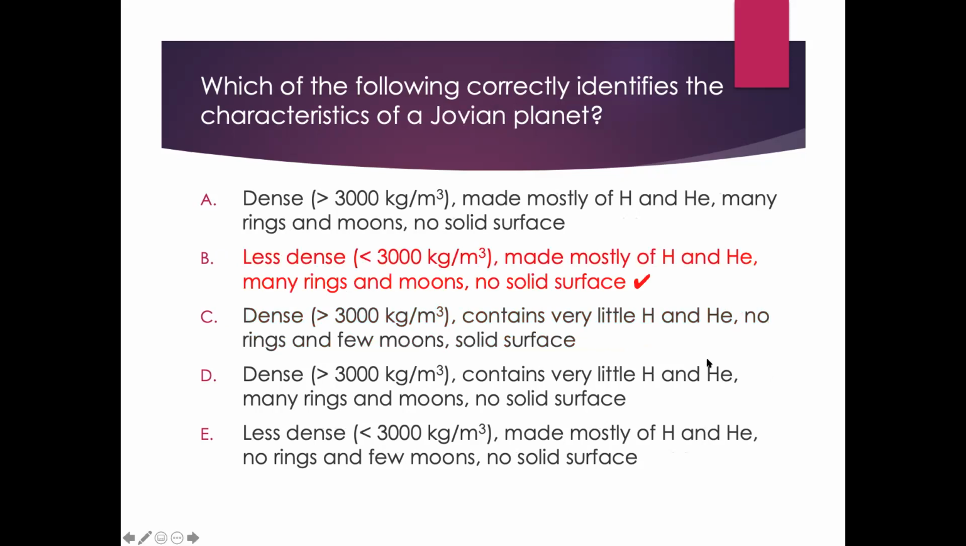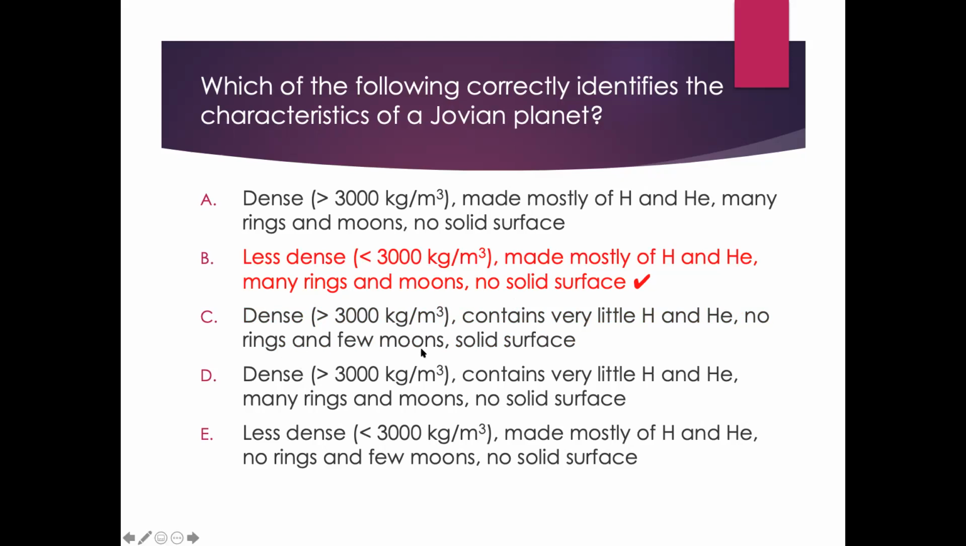Yeah, very good, Sophia. It is choice B. Because they're made of mostly helium and hydrogen, they're not very dense at all. At least overall, they're not very dense. And they have many rings, they have moons, and they have no solid surface.